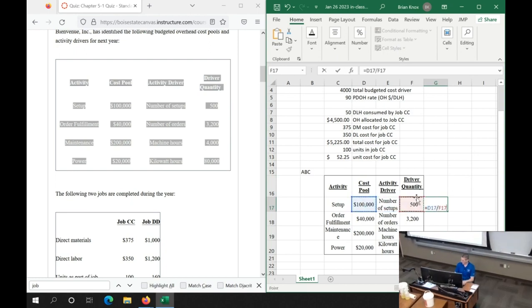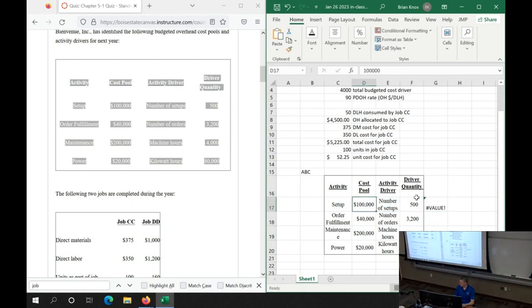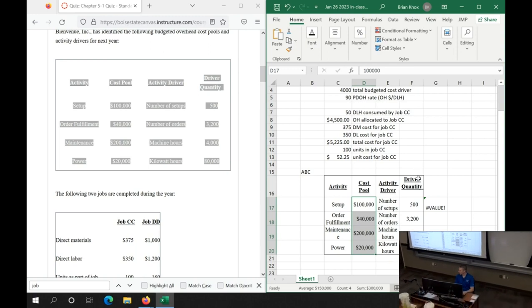Okay, so we have for each of these pools. Oh, is that what it's doing?